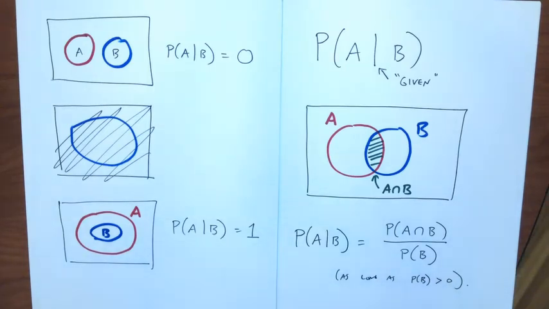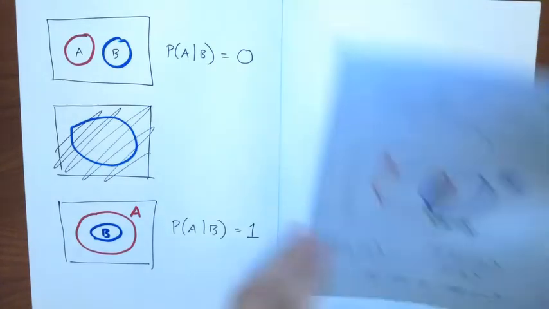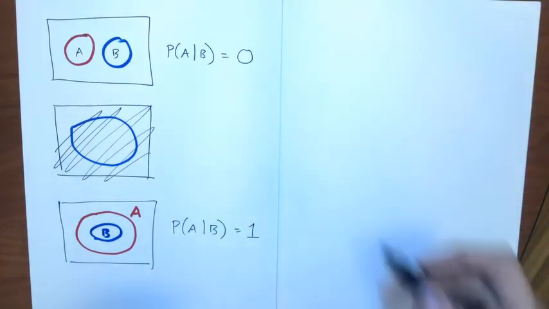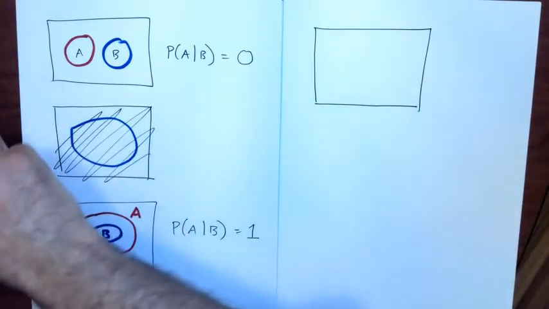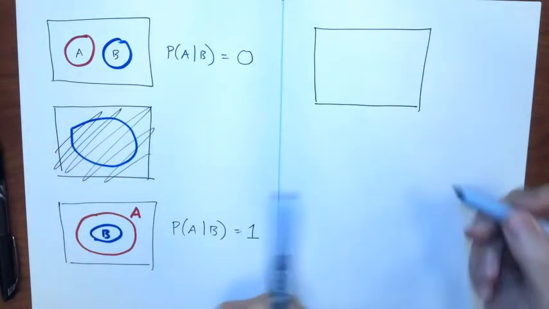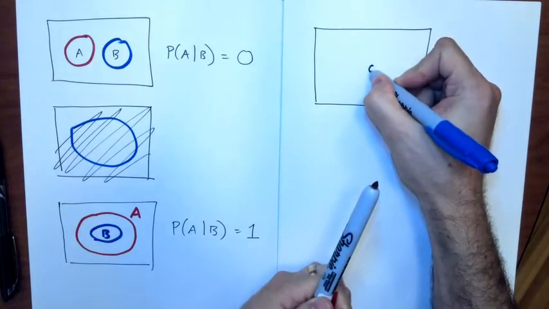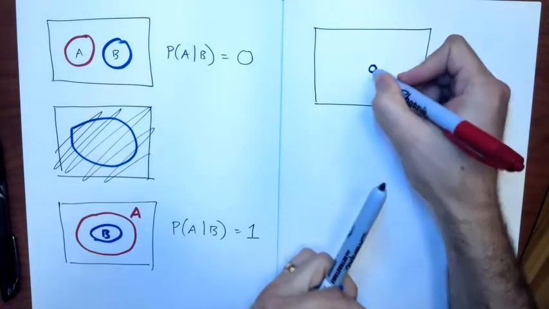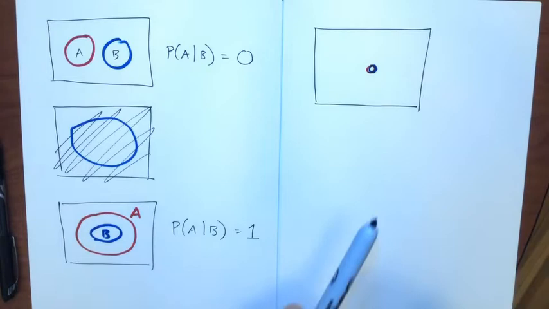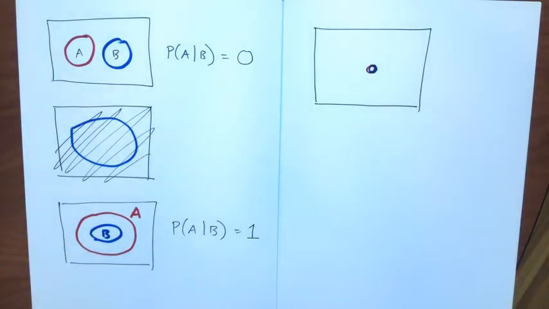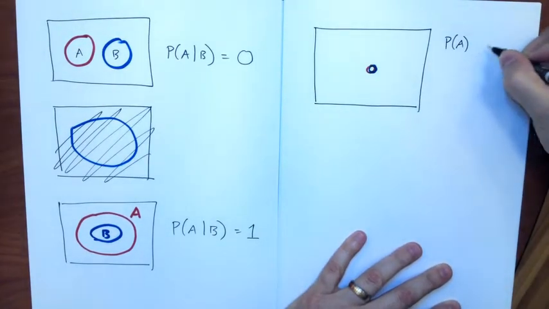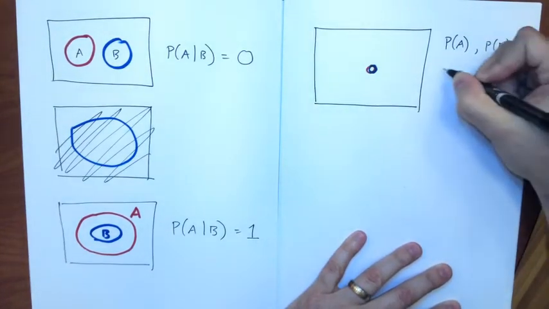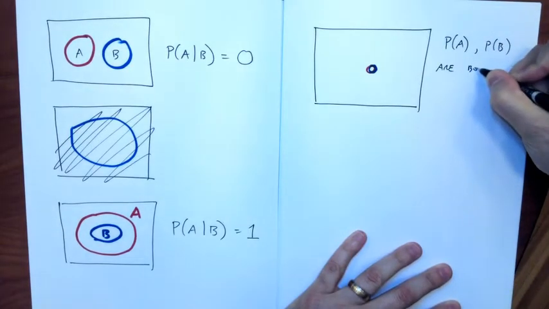Or in a more real-world case, suppose that the sample space is the set of all humans. It could be that A and B are both really tiny. This is just for dramatic effect. These are really small red and blue circles, right? So in this case, the probability of A and the probability of B are both very, very small, right?